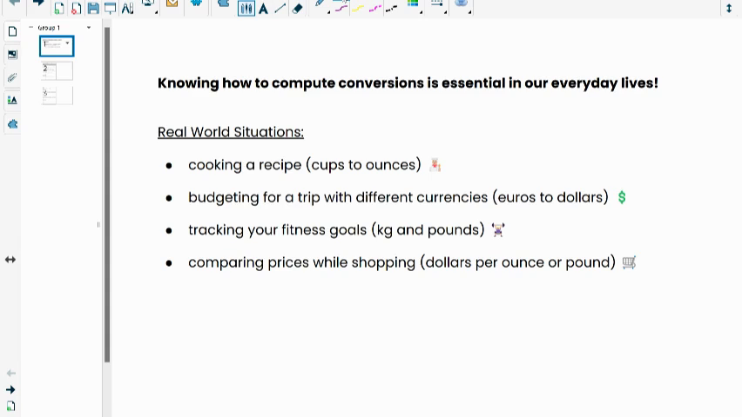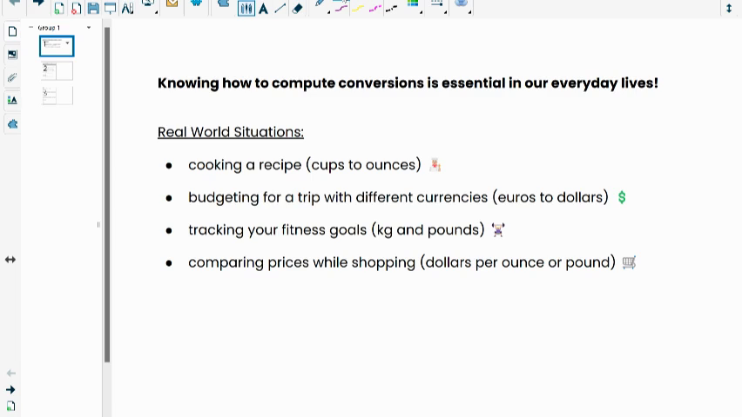Okay, today we're going to learn how to compute or calculate conversions. Conversions are something that we are using every day in the real world. I've always been very upfront and real with you that everything you learned in my math class is not going to be used every day in your real life. But conversions definitely is something that you will use moving forward. So it's a very important skill that we need to learn.